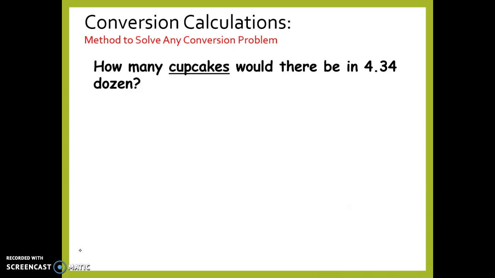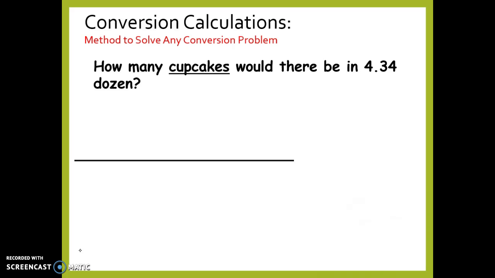So, first step, we're going to look at a problem. How many cupcakes would there be in 4.34 dozen cupcakes? Now, you're already telling me, I know how to do this problem, Ms. Stover, this is stupid. The point is not that you don't know how to do this problem. The point is that you do know how. I'm trying to apply a method that I know you know how to use, so that you become familiar with the fact that it's the same method you'll use in the future with the new concept of a mole.